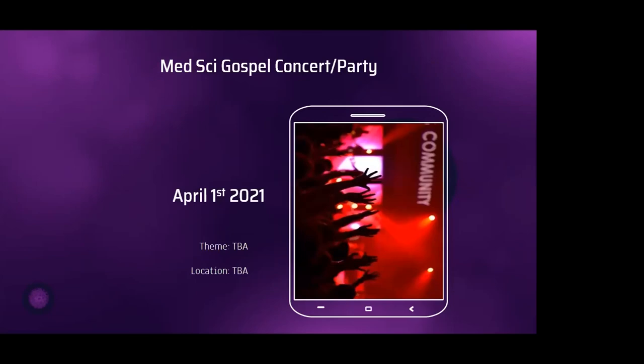The Gospel Party is another event that couldn't take place this year because of COVID, but we're definitely going to have it going forward, whether it's in a COVIDized manner or in person. We usually have a gospel artist come and lead in praise and worship, and it's really just an uplifting event. As I said before, we don't know the exact format, but don't worry, it will definitely be happening.